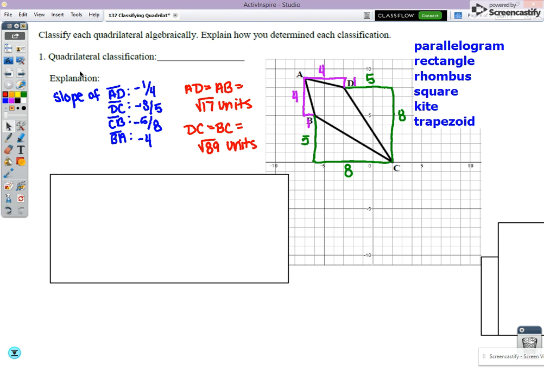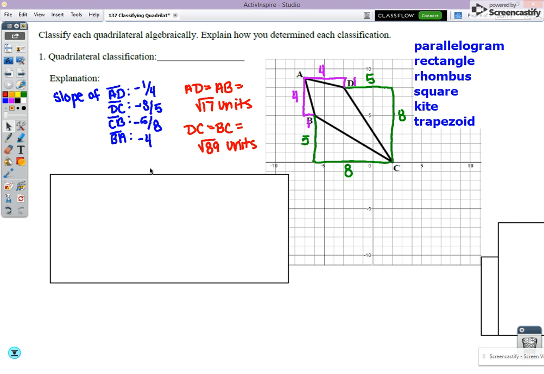So what does that tell me? Well, just looking at those slopes, I can already see none of those are equal, none of those are negative reciprocals. That's also confirming my idea that it's going to be a kite. And then for the lengths, I can use the Pythagorean theorem. 4 squared is 16 plus 1 squared is 17. So these two both are square root of 17 units. DC and BC, 25 plus 64 is 89. So these are the square root of 89 units.